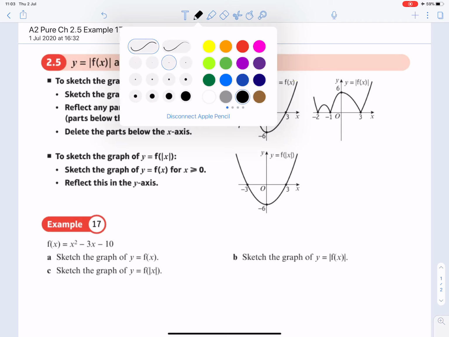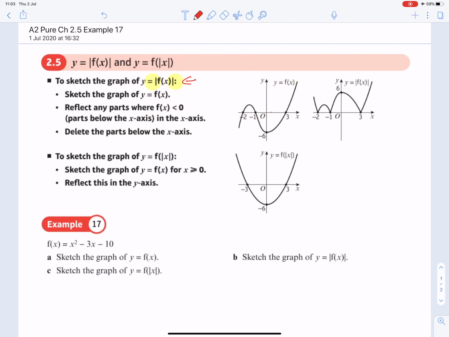Well, f of x is the output. So this means that all outputs are positive. If we look at the graph over here, those outputs are positive anyway, so they remain the same. When the outputs from the function f of x are negative, this section of the graph, they've got to become positive. They get reflected in the x-axis to give positive values.